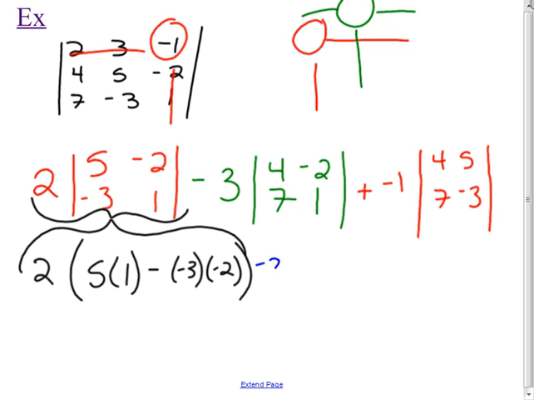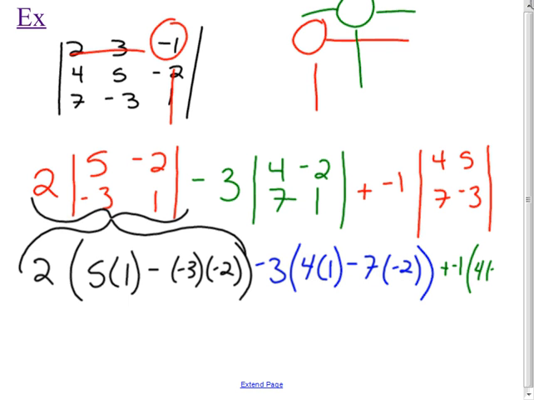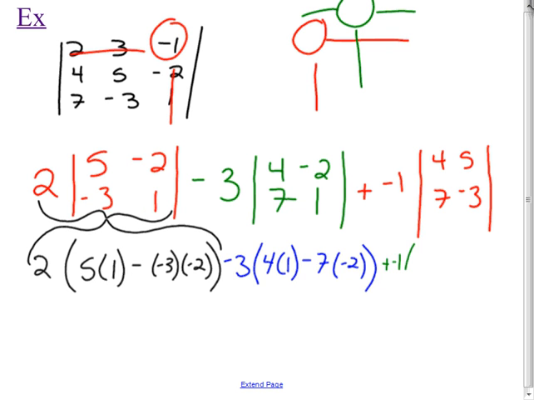-3 times 4 times 1 minus 7 times -2. Again, don't lose those negatives. Plus -1 times 4 times -3 minus 7 times 5.